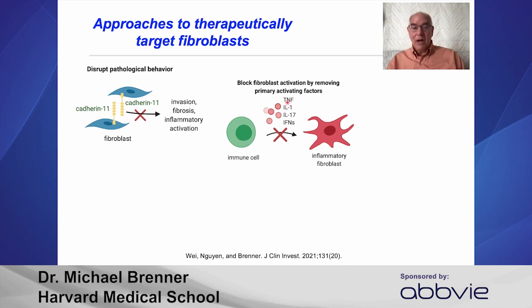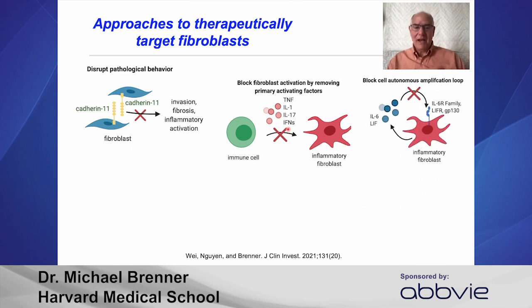We can block one or another of these, and that works in some cases for some patients. But the problem is, if you block TNF, you still have IL-1, IL-17, interferons. You can't block everything that's activating the fibroblast. And that's why we think blocking the autocrine amplification loop I've described, such as through LIF receptor, could be an exciting way to block fibroblast activation, even in the face of many cytokine and other activators in vivo in the disease.